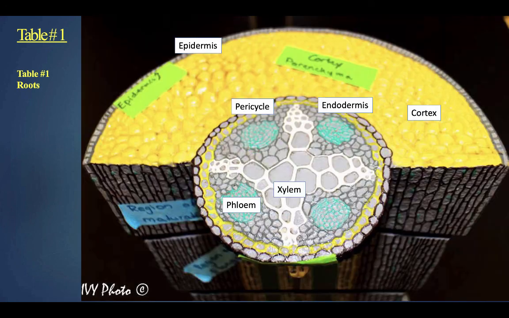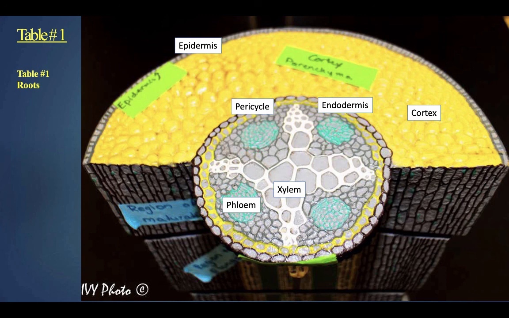Then it's going to get to the next part, and it's going to observe an aerial view of the model. And so they're going to ask you to label the epidermis, the cortex, which is the ground tissue, the parenchyma cells, which will be within the cortex, the vascular cylinder, which is where you will find the xylem, the phloem, and the endodermis, and the pericycle.